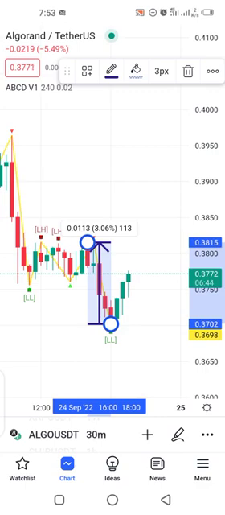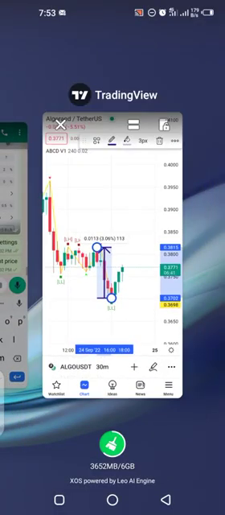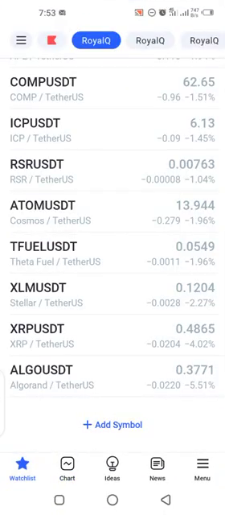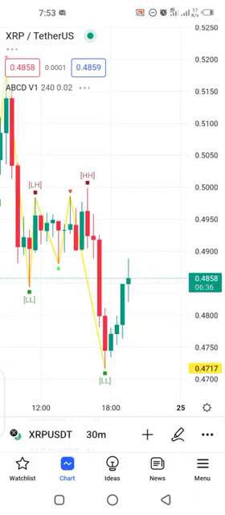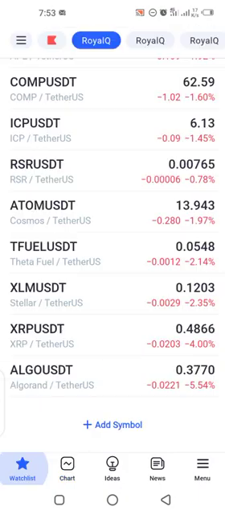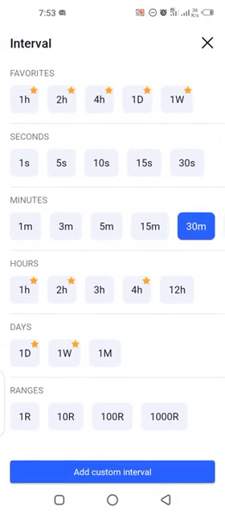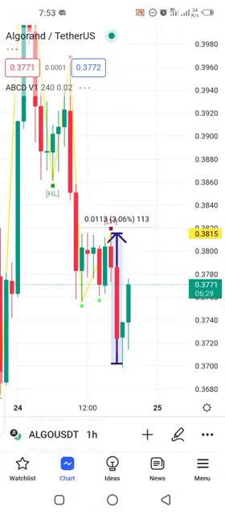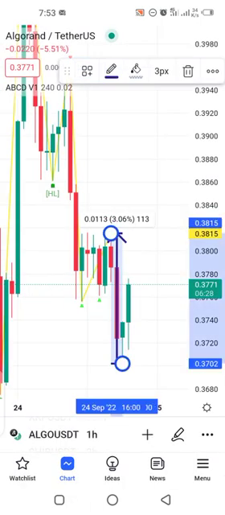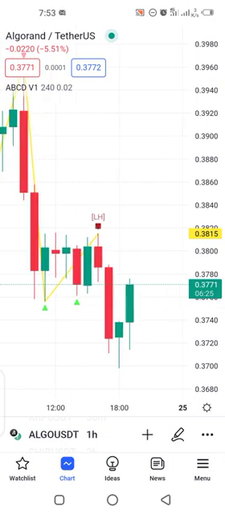Basically, I will not take capital for granted. I cannot take capital for granted. So what will I do? I want to trade algo. Let me see, algo is already doing well. XRP is already doing well. So I can pick algo. Let me change to the 1 hour time frame. Okay, it's already doing well.